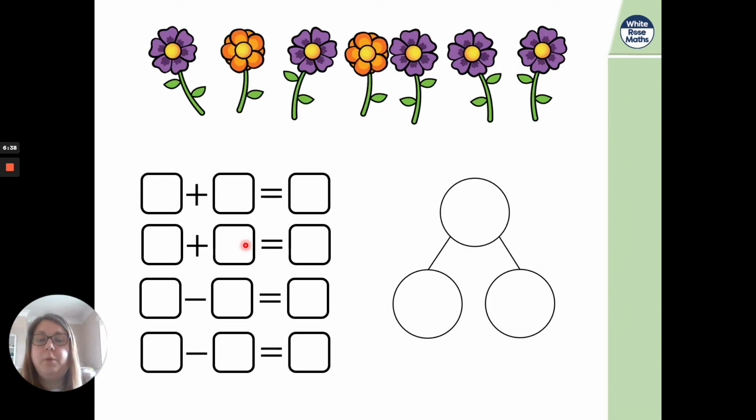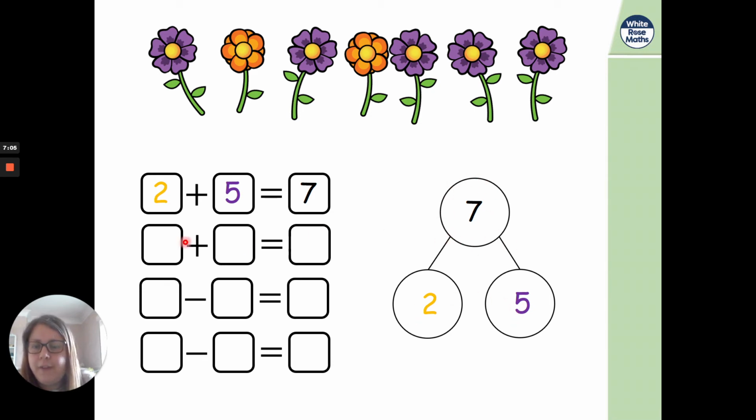So this time we're going to look at these flowers. So let's count how many we've got. So how many orange have we got? We've got 1, 2 orange. How many purple do we have? We've got 1, 2, 3, 4, 5. So that's 5. What's 2 add 5 then? 2 add 5 equals 7. Well done if you did that. So we've got a part of 2, a part of 5, and a whole of 7.